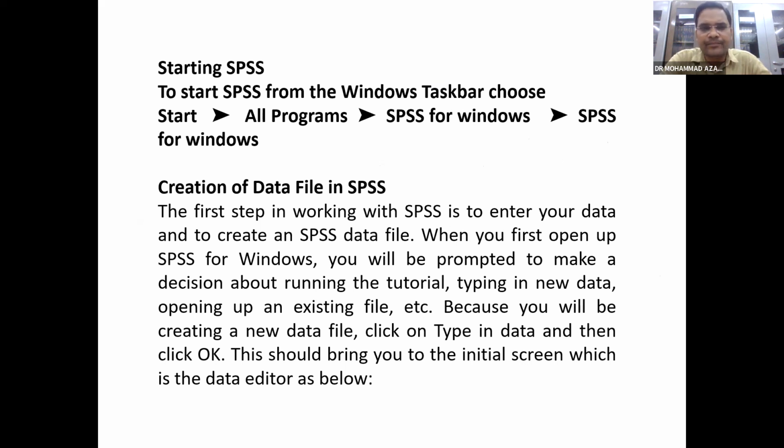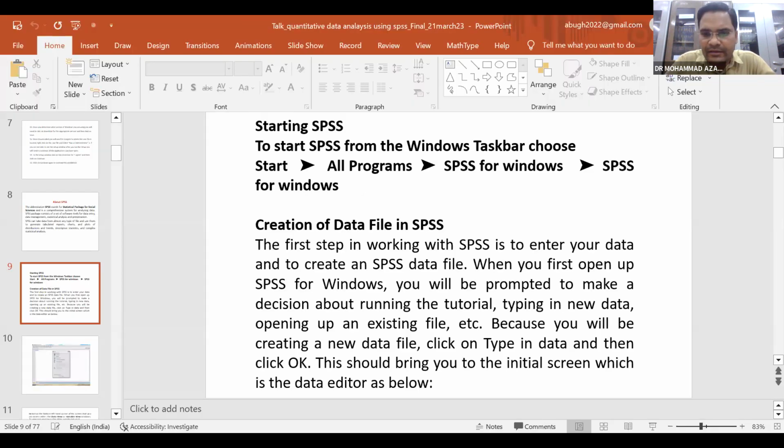To start SPSS from the Windows taskbar, choose Start, then click All Programs, then click SPSS for Windows, and you get the file where, on the left hand side, you get the data window and variable window. Let me show you how to get these things.